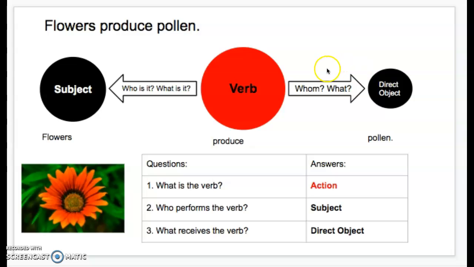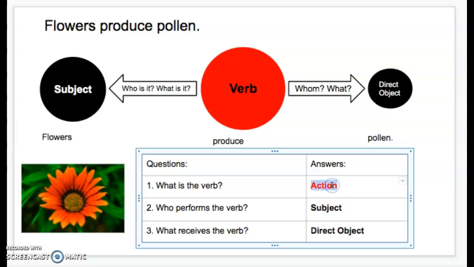The action being performed, produce. Who is it or what is it? In this case, what? Performing my action, flowers. That's my subject. And then what receives the verb? Pollen. Flowers produce pollen. So in my chart, I can put in the answers to my questions. Produce. Who performs the verb? Flowers. What receives the verb? Pollen.